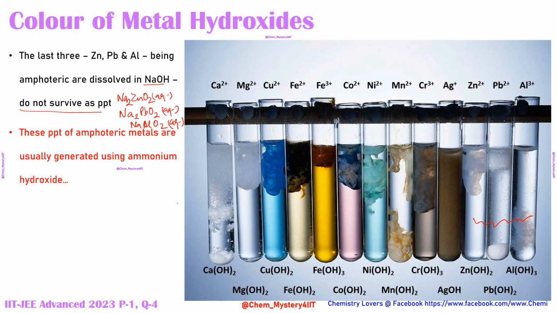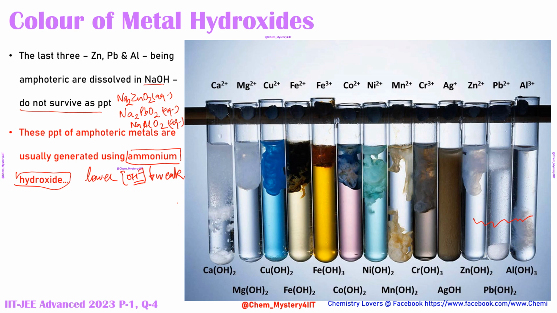Now we are saying the precipitates of all these amphoteric metals can only be generated if you are using ammonium hydroxide. Reason being, ammonium hydroxide is going to have relatively lower hydroxide concentration, so it does not provide the very high concentration required for dissolution of these metal hydroxides, which happens in the presence of sodium hydroxide. So ammonium hydroxide, being a weak base, will keep a lower hydroxide concentration, and that can keep all these things insoluble.